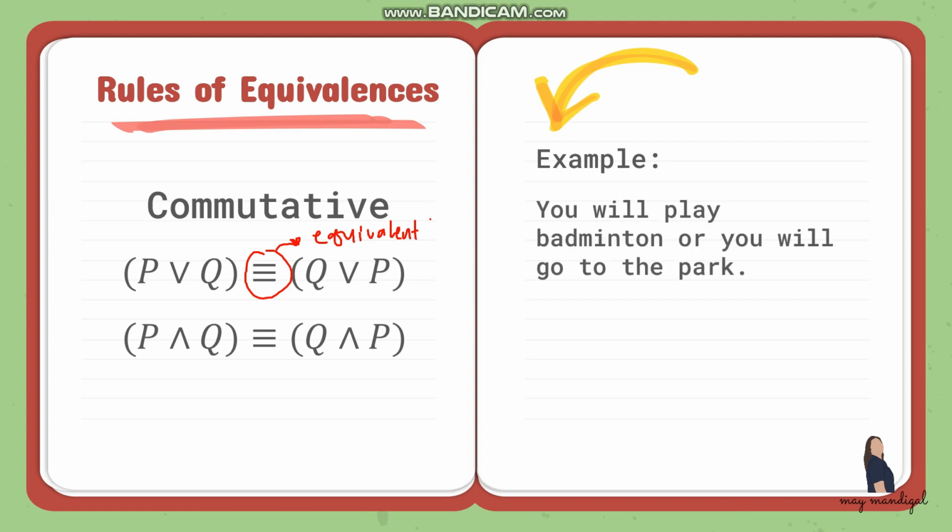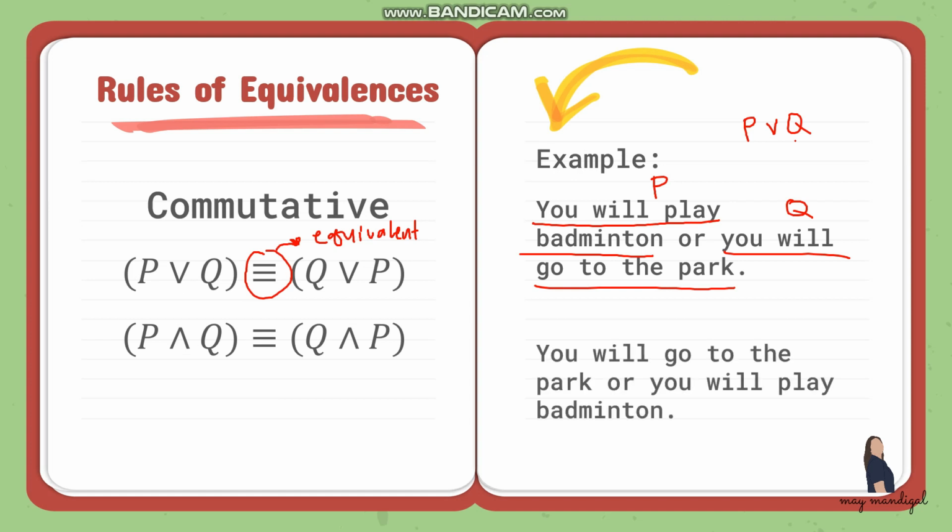Example, you will play badminton or you will go to the park. So the first proposition here is you will play badminton, so that is P. You will go to the park, so that is Q. If you write this into its propositional form, it's P or Q. And if we write its equivalent statement using the commutative rule of equivalence, then you will go to the park or you will play badminton. So what we did here is we just interchanged them. This one now is our Q and this one now is our P. So it becomes now Q or P.